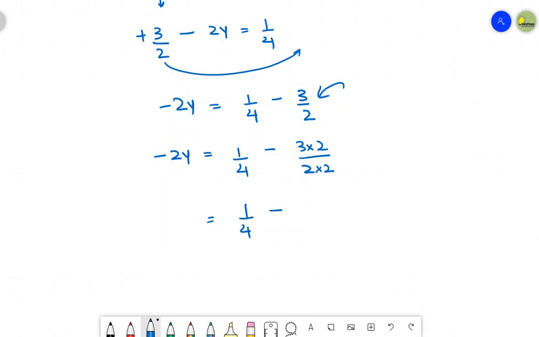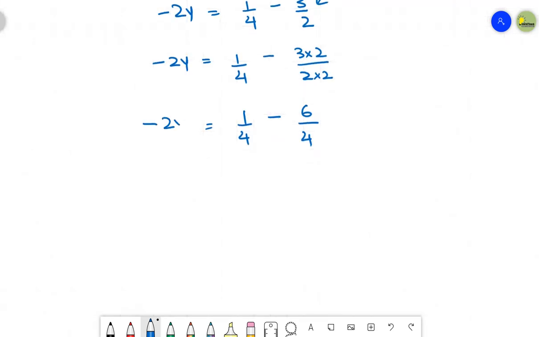1 upon 4 minus 6 upon 4. The denominator became 4 by multiplying both numbers of 3 upon 2 by 2: 2 twos are 4 and 3 twos are 6. It becomes 6 upon 4. This step is very important because you need to make the denominators the same. Same denominators can be solved. Or you can take the LCM as well. If you cannot get this particular concept, then you can take the LCM of 4 and 2.